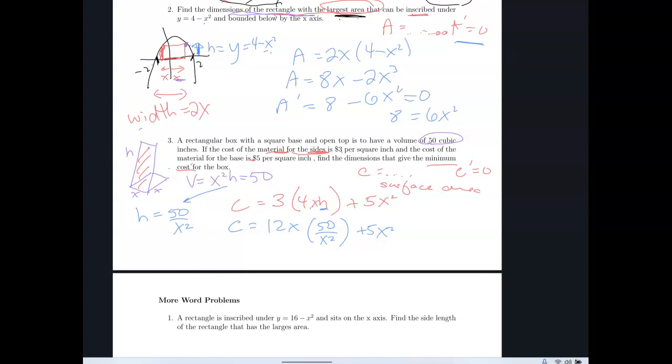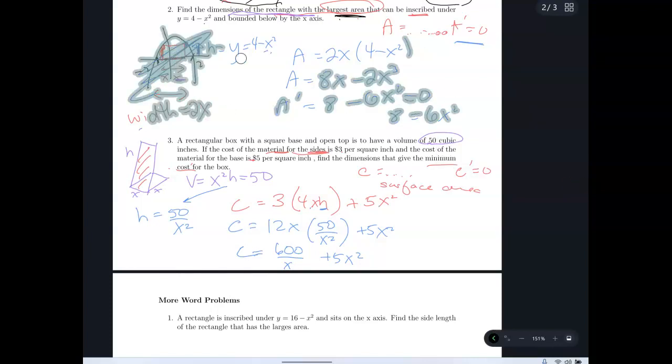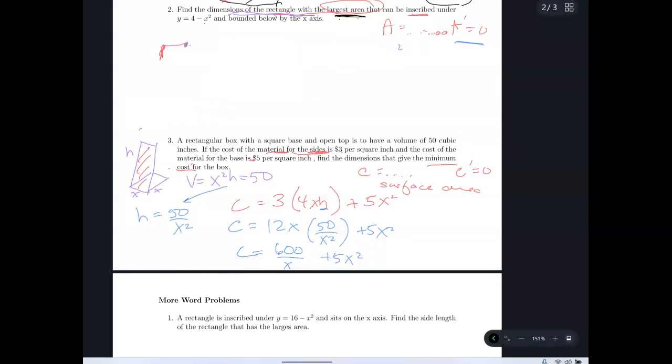And then I could multiply that together. So I get 600 over x plus 5x squared. Okay, so that's the cost equation. So let me make some room up here. I want to take the derivative of that and set it equal to 0. Make sure that if you want to, you can rewrite this as 600 x to the negative 1 plus 5x squared.